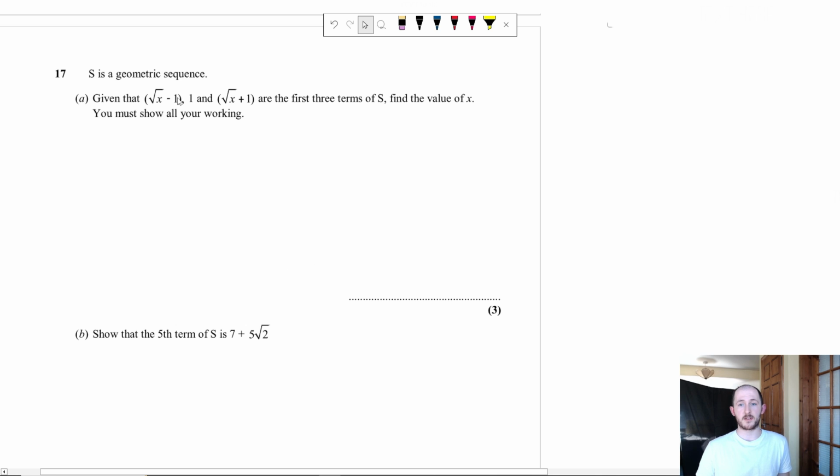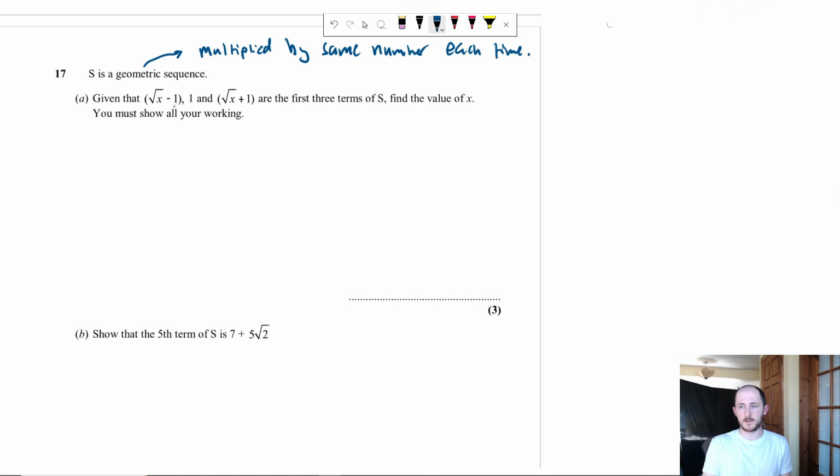So S is a geometric sequence. So just for those of you that may not be aware, a geometric sequence means it's multiplied by the same number each time. Okay? But all you have to worry about, this is on your mock. What sequences do you need to know? That is a brilliant question.